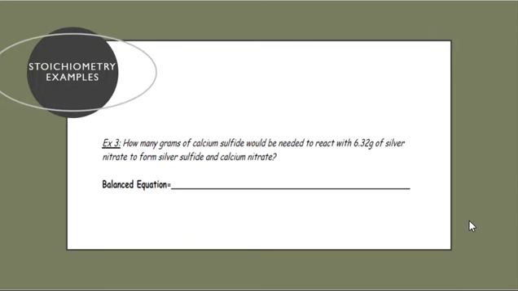Okay, so back to our problem. Let's identify the reactants and products that are going to go into our equation. So our first reactant, calcium sulfide, is going to react with silver nitrate. So those are your two reactants. Hopefully right away you can see that because we have two compounds, we're going to end up with, again, a double replacement reaction. Okay, our products that we form in this process are silver sulfide and calcium nitrate.